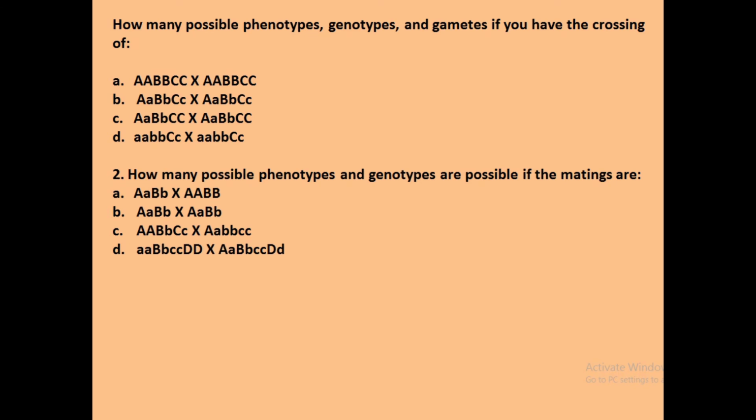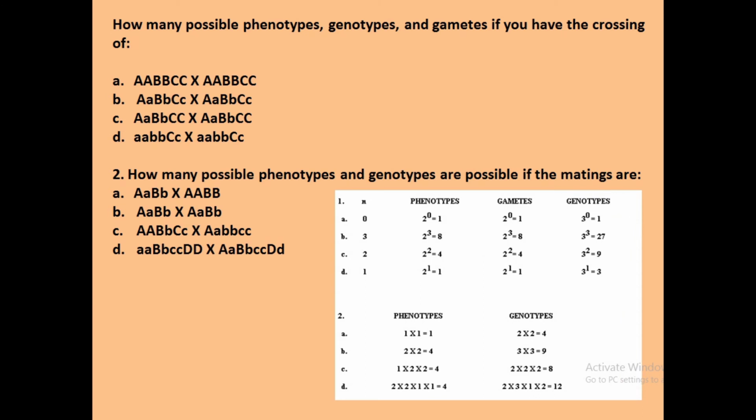They have asked you to cross between A, capital B, and capital C. So this is selfing, and do we know how many gametes we'll get? Here n is 0, there is no heterozygote. Then 2 to the power 0 equals 1, so there will be one kind of phenotype, one kind of gamete, and one kind of genotype. Now the next one, that is the cross between capital A small a, capital B small b, capital C small c.